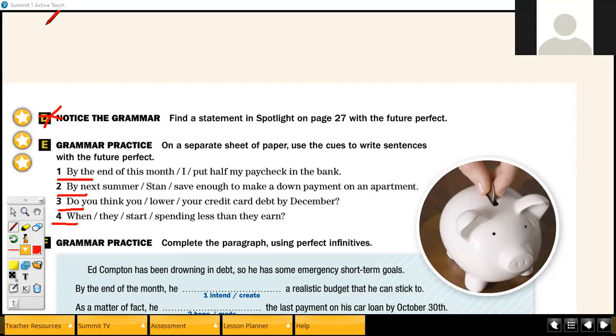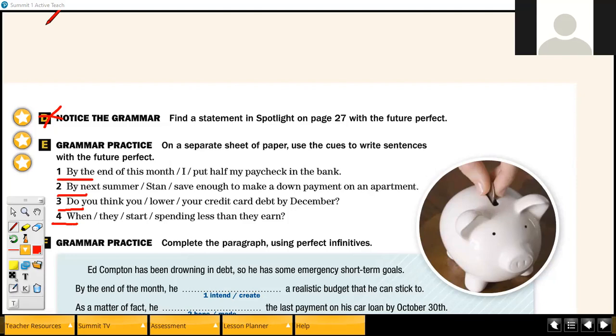Ok. Y la última, when will they have started spending less than they earned? When will they have started, right? ¿Y qué dije yo? I don't know. That's why I'm repeating. When will they have started spending less than they earned? Sí, así lo dije. Yeah, that is correct. Yes, exactly. Okay, very good.